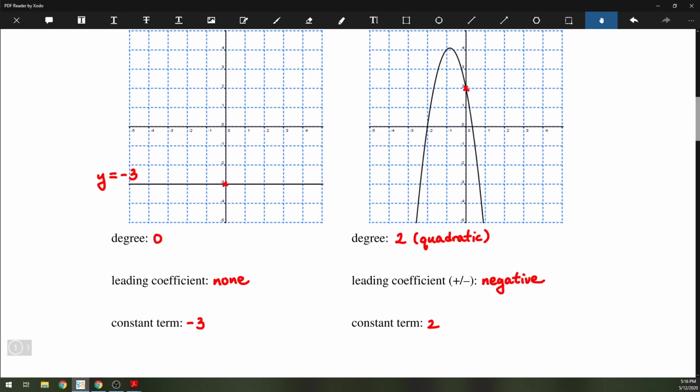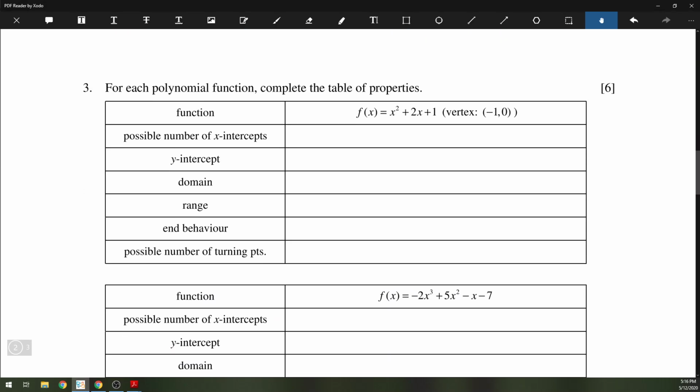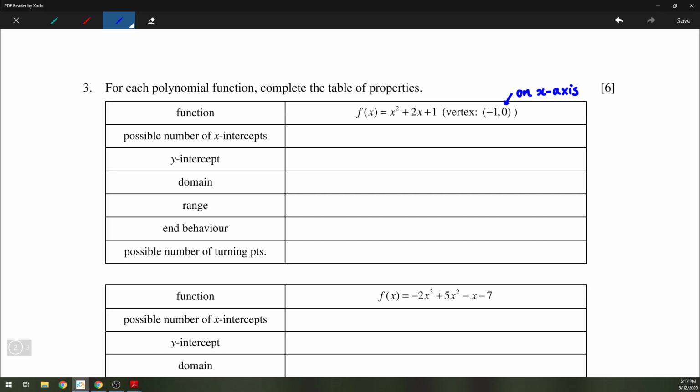Okay. So next up, we are going to do kind of the same thing, but without graphs, just with the equations themselves. On the first one, we have f of x equals x squared plus 2x plus 1. You are also given the vertex here, -1, 0. So let's see what we can do here. Now, since the vertex is on the x-axis, that is to say the turning point is on the x-axis, that means the function only has one x-intercept.